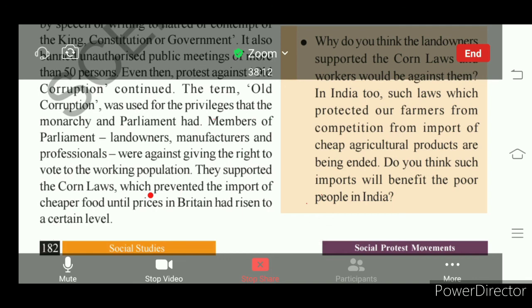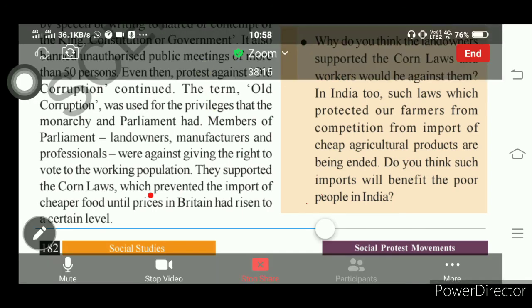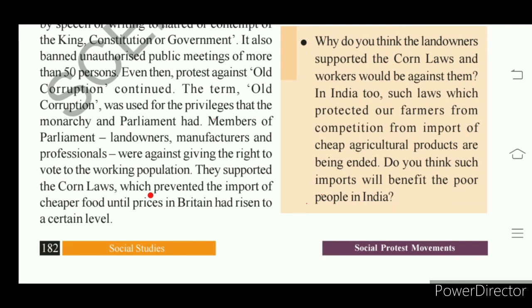Further, they supported the corn laws. What do you mean by corn law? The England Parliament passed a law that the import of cheap food items is banned in Britain. In Britain, the bread prices had to increase to a certain level so that manufacturers would get a benefit. When the price of bread is high, people were importing bread and flour from other countries.